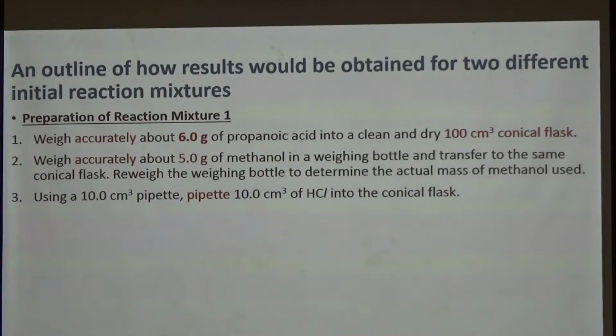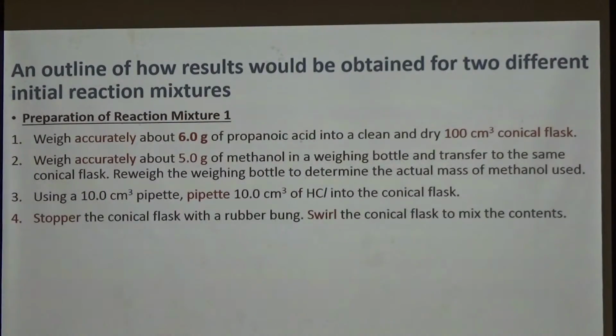And the next bit, you will need to use information that is given in the question. Stopper the conical flask with a rubber bung so that you get a sealed container. Swirl the conical flask to mix the contents and leave it to stand for 1 week. Okay? Because the question says it will take 1 week to reach equilibrium. So that's for the first reaction mixture.